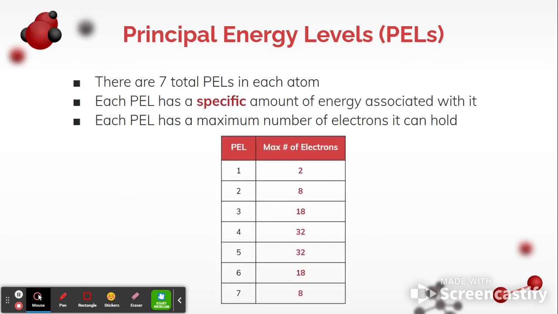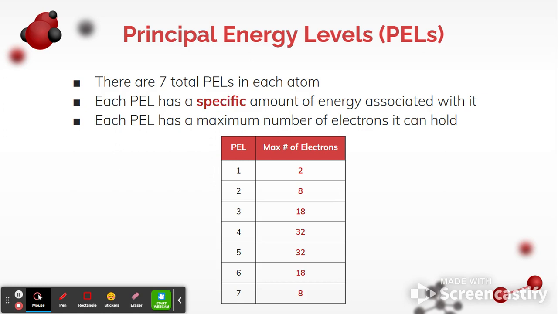Each principal energy level has a specific magnitude of energy associated with it. The principal energy levels that are farther from the nucleus have more energy than the principal energy levels that are closer to the nucleus. The principal energy levels that have a greater number associated with them. So for example, the fourth PEL has a greater amount of energy than the second PEL because it is farther from the nucleus.